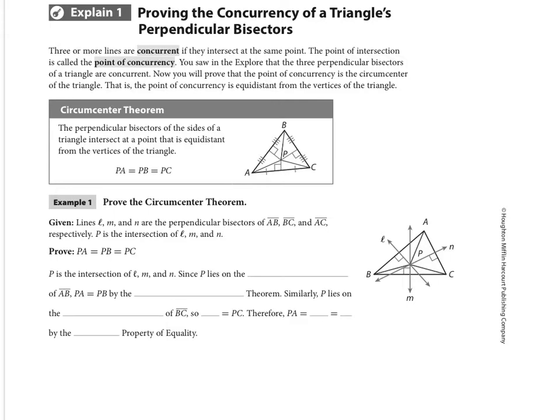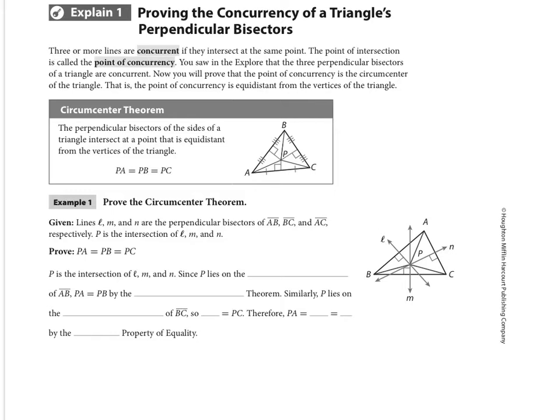First off, this word concurrency has nothing to do with money, like you see the word currency in there. It has to do with common intersection points. So 3 or more lines are concurrent if they intersect at the same point. A point of intersection is called the point of concurrency. So where all the 3 things come together in the triangle is going to be a point of concurrency.